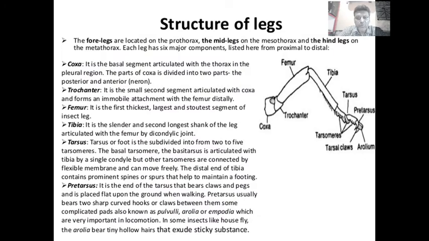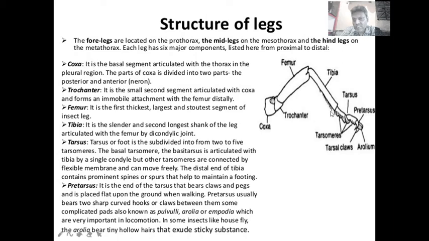So we came to know the different structures. The first is Coxa, the second is Trochanter. They are neuronal parts. The neurons are present everywhere. Femur is the strongest and thickest structure. Tibia is a longer and slender structure. Tarsus and pretarsus, they are hairy. There are hair-like structures in tibia, tarsus and pretarsus.